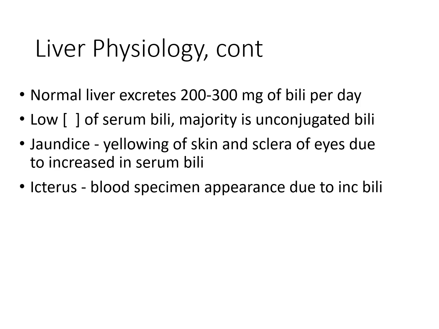Jaundice and icterus. Jaundice is the clinical condition characterized by the yellowing of the skin and the sclera of the eyes. This occurs due to an increase in the serum bilirubin levels. Icterus refers to the yellow discoloration of blood specimens caused by elevated bilirubin.